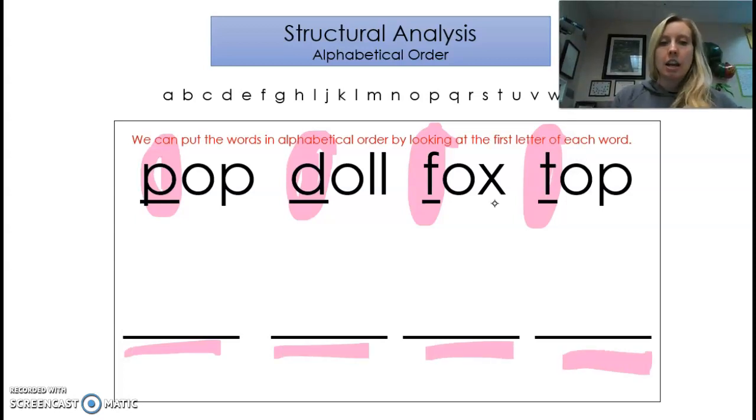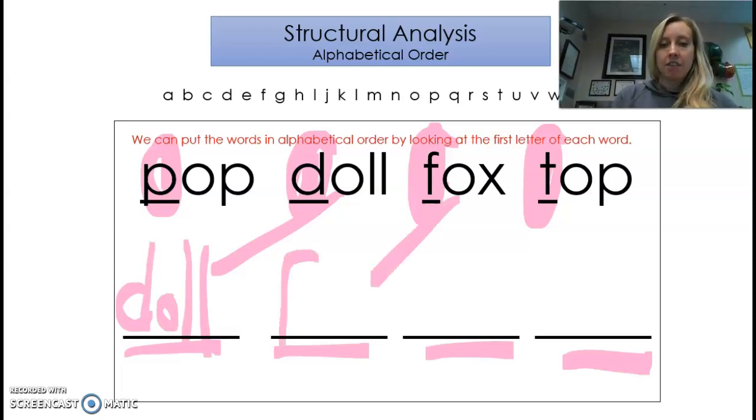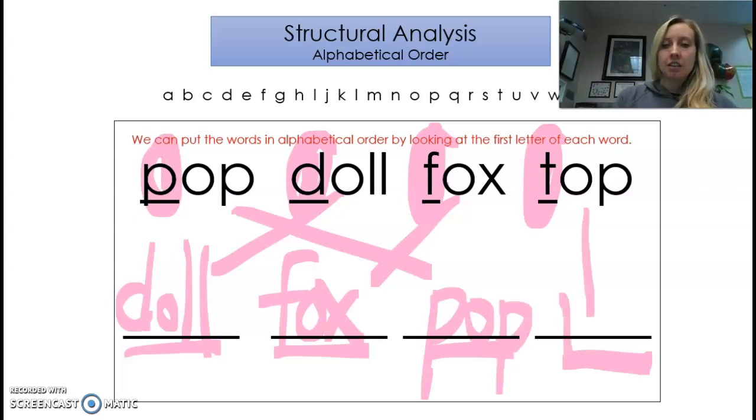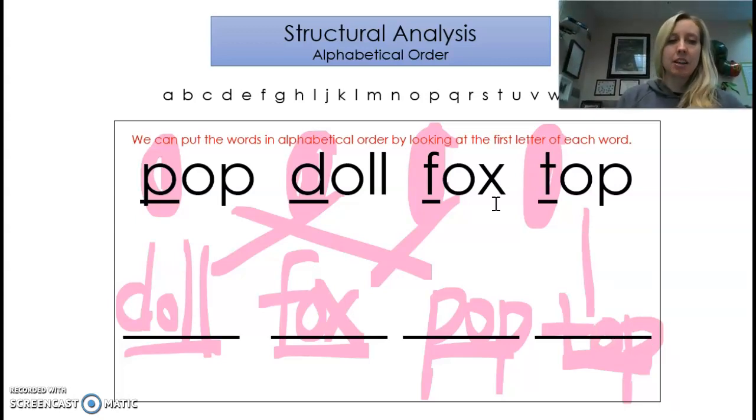Here we go. A, B, C, D. Oh, there's D. E, F. There's F. G, H, I, J, K, L, M, N, O, P. There's P. Q, R, S, T. There's T. Okay, did you see how I did that, singing the alphabet?